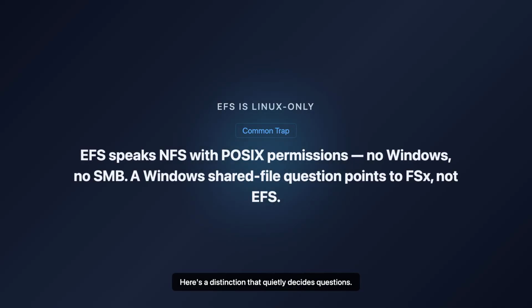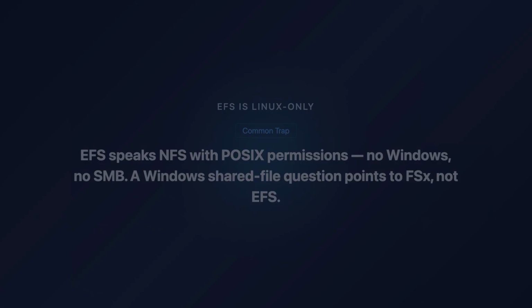Here's a distinction that quietly decides questions. EFS speaks NFS with POSIX permissions, which means Linux only. No Windows, no SMB protocol. Amazon Web Services states directly that using EFS with Windows-based EC2 instances is not supported. So if a scenario mentions Windows or Active Directory alongside a shared file system, the answer is FSx for Windows File Server, not EFS. We'll cover FSx on its own in the next video.